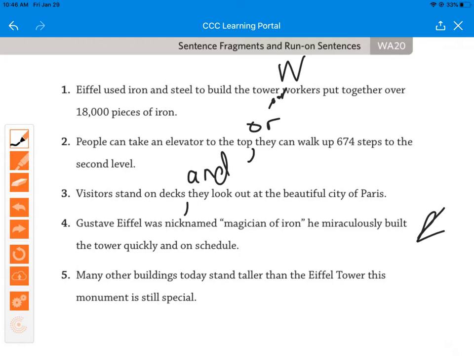Gustav Eiffel was nicknamed Magician of Iron. He miraculously built the tower quickly and on schedule.